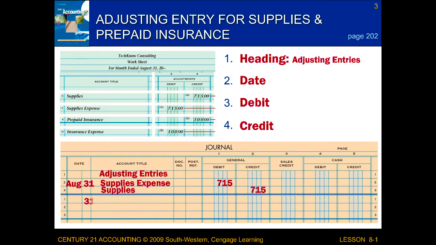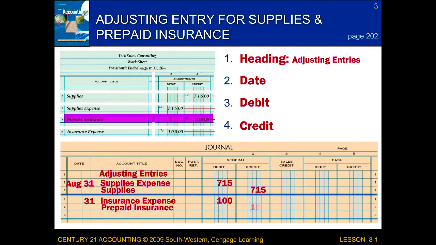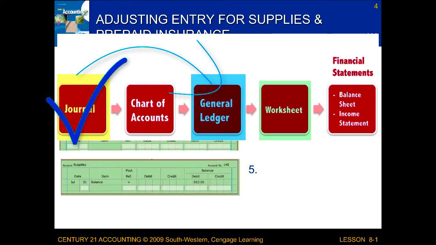Again, I'm going to start with my date, so the 31st, and I'm listing my debit first. In this case, the debit is insurance expense, so I'm going to write the insurance expense and the amount from the worksheet. And then I'm going to list my credit of prepaid insurance. So for both of these, I've just recorded the debit and the credit, and I've made sure that the debit's first.